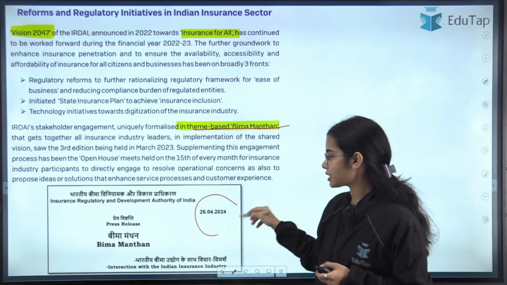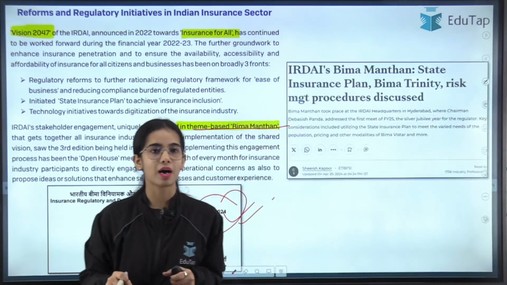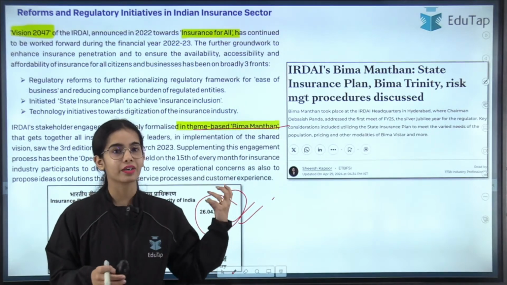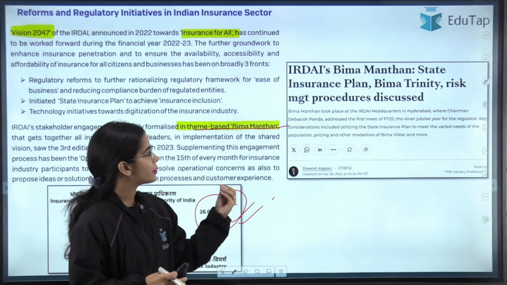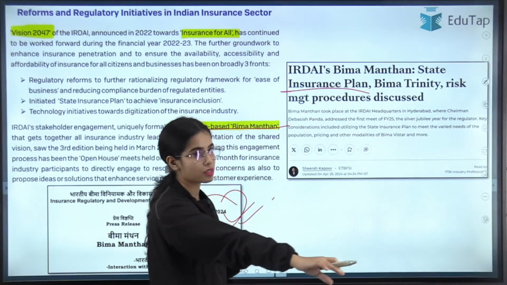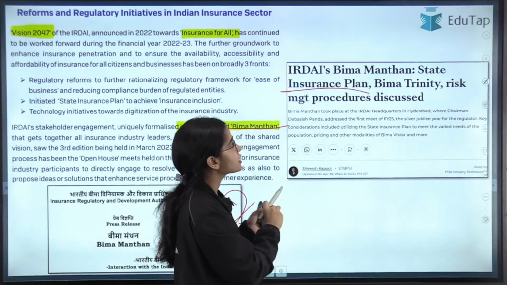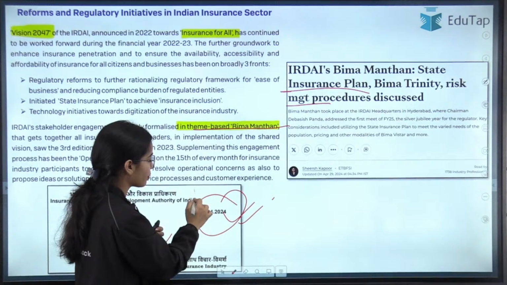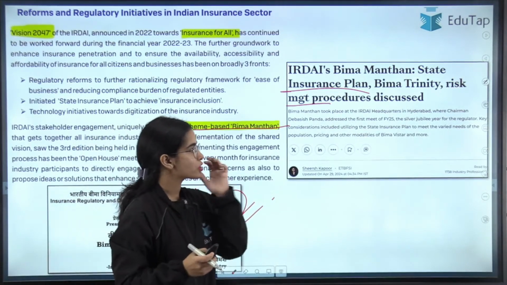Recently, a Bima Manthan has happened. The recent meeting, we can say, is where the stakeholders came together in the IRDAI's Bima Manthan. This was the 6th IRDAI Bima Manthan. In this, the state insurance plan was discussed, which we are going to discuss in the coming slide. As well as Bima Trinity and risk management procedures, all of this was discussed in the Bima Manthan that happened in April 2024. Okay, so this is the idea.